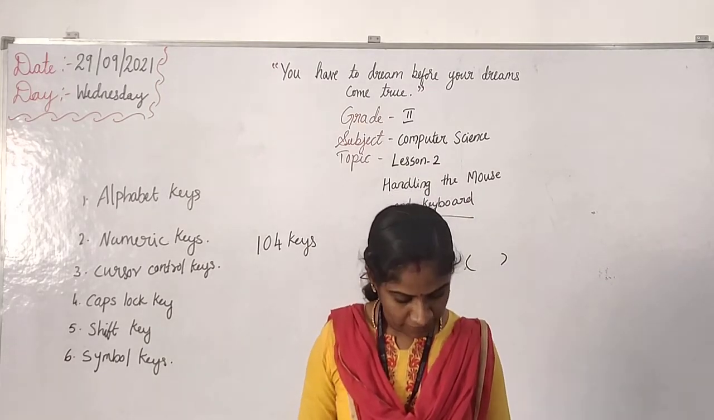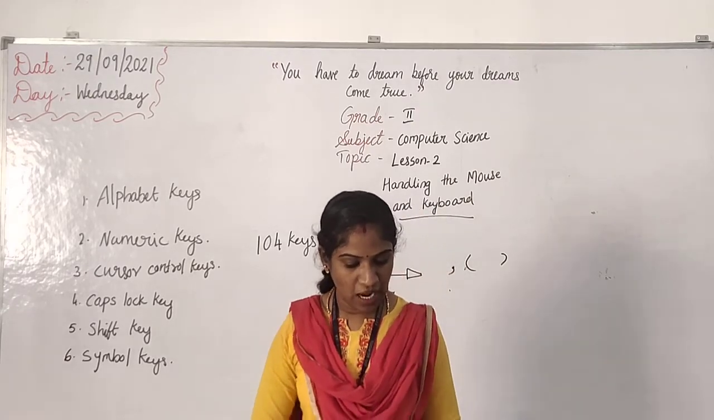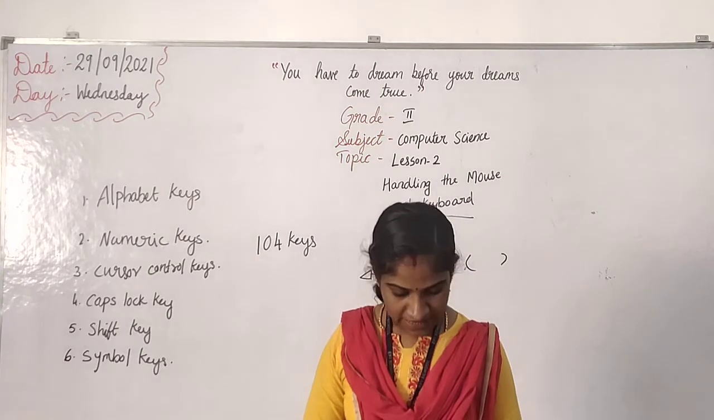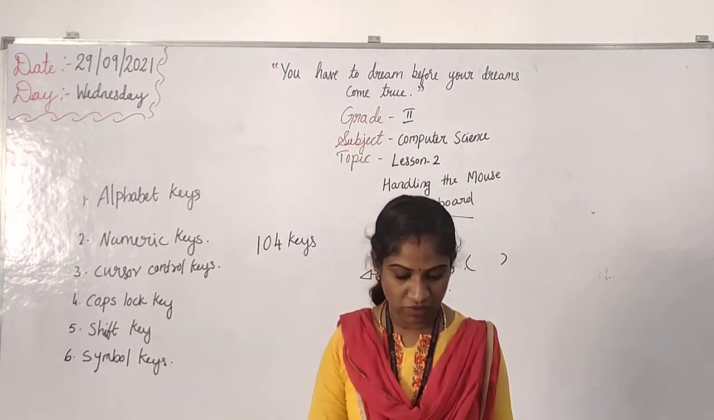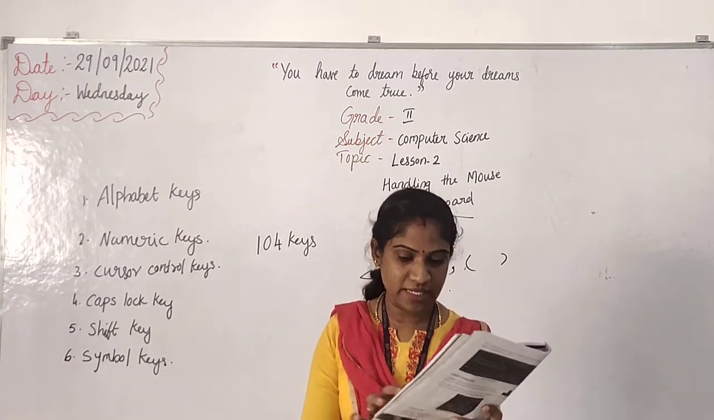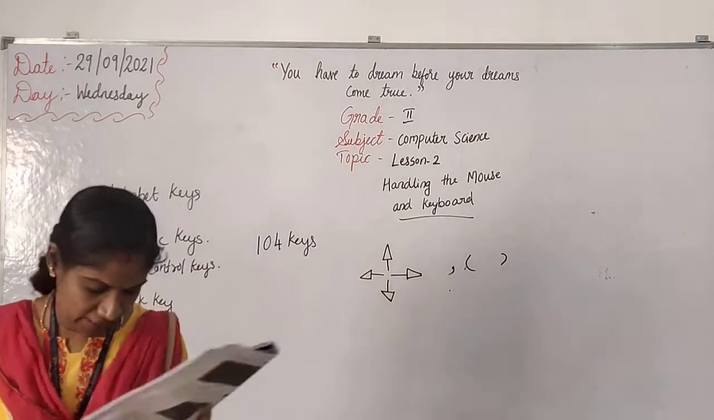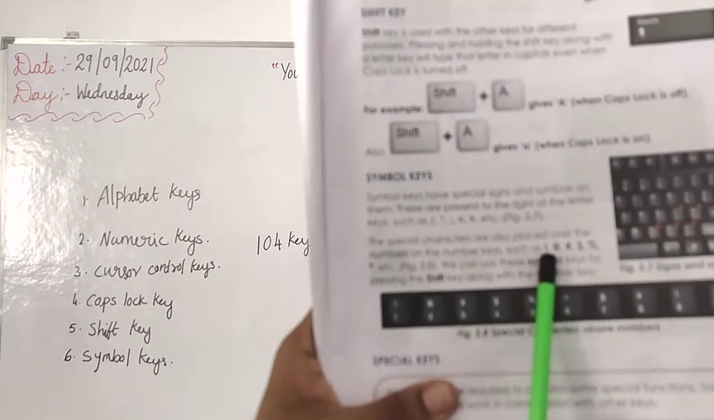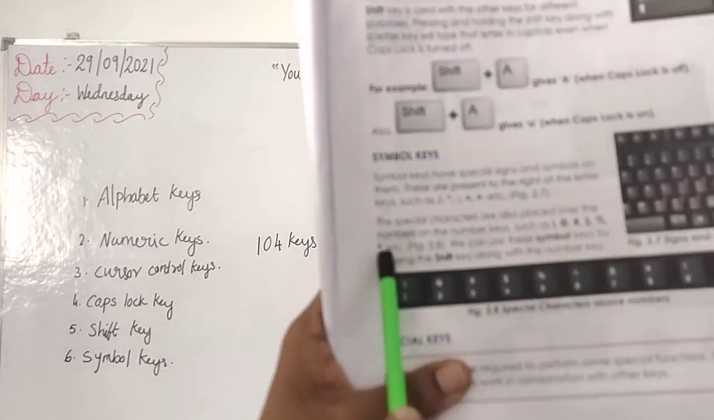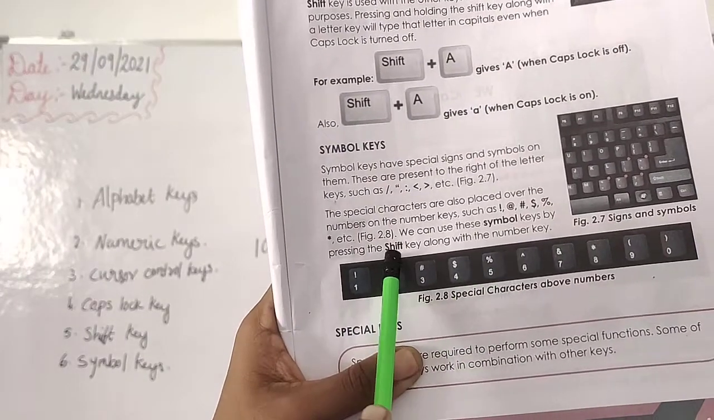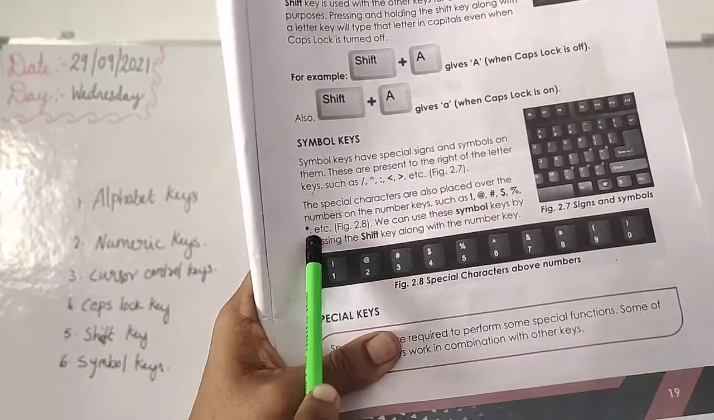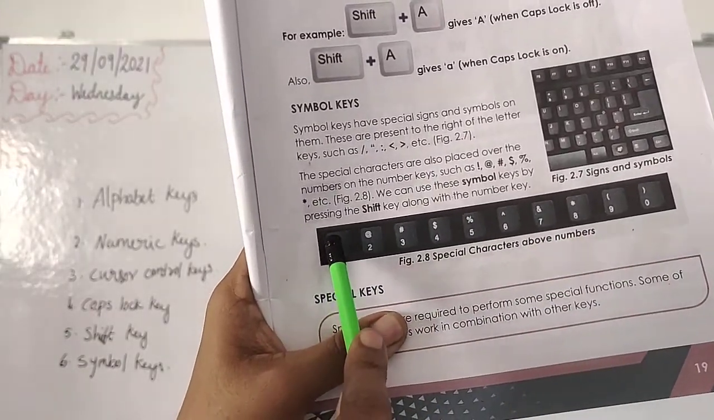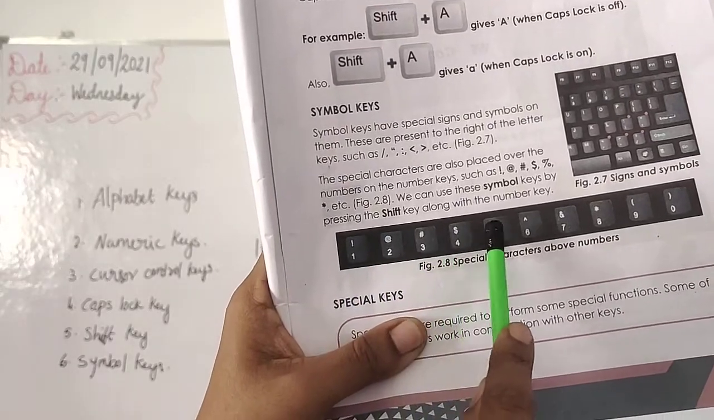The special characters are also placed over the number keys, such as percentage and at. Children, in your textbook page number 19 there are some symbols. See here, these are all symbol keys. Can you see?